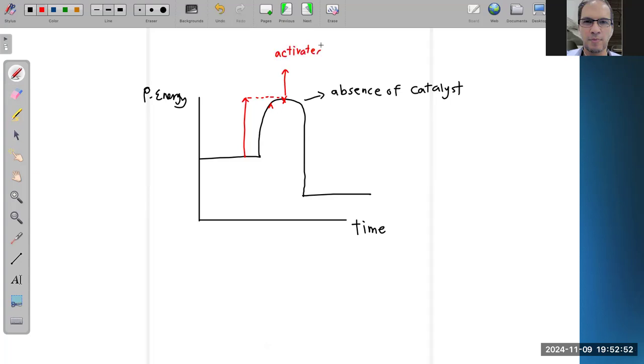What does the catalyst do? The catalyst will lower the activation energy. فبدل ما تبقى هنا تبقى هنا. It becomes here, for example. So how does the curve look now? Instead of the curve coming up here, هيبقى لغاية هنا بس. So it will be here. This is in the presence of the catalyst.